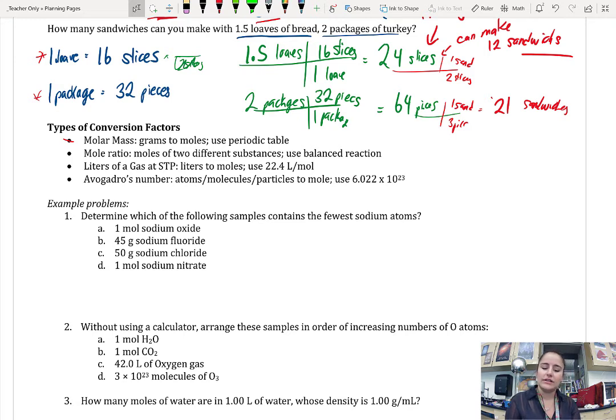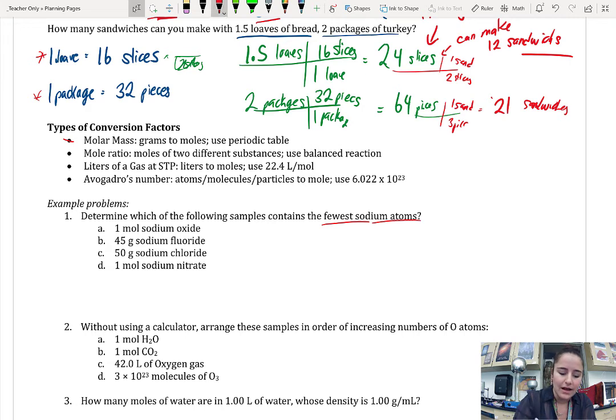So let's do some example problems. Determine which of the following samples contains the fewest sodium atoms. I have 1 mole of sodium oxide, 45 grams of sodium fluoride, 50 grams of sodium chloride, 1 mole of sodium nitrate. Well, that is a lot of chemical formulas, so I'm going to need to figure out what all of those are first. So let's do a naming review and ionic compound review.